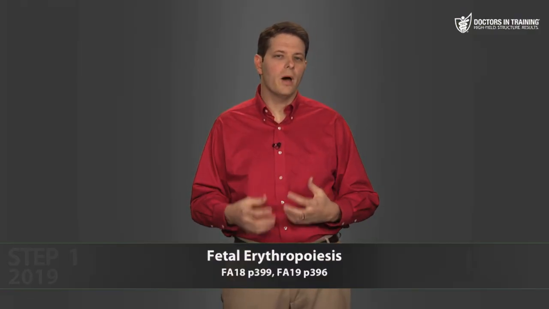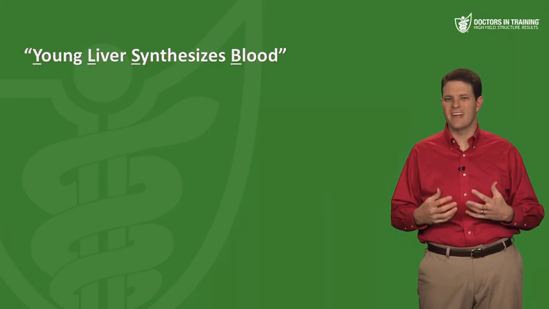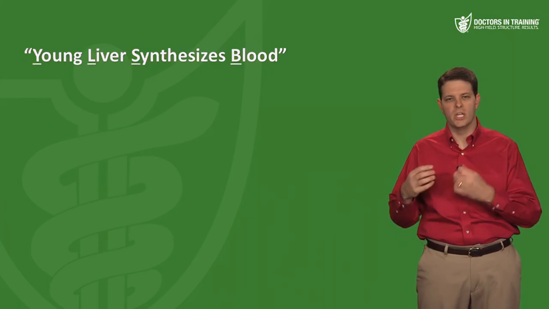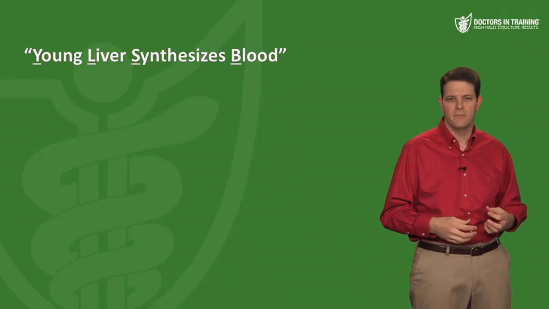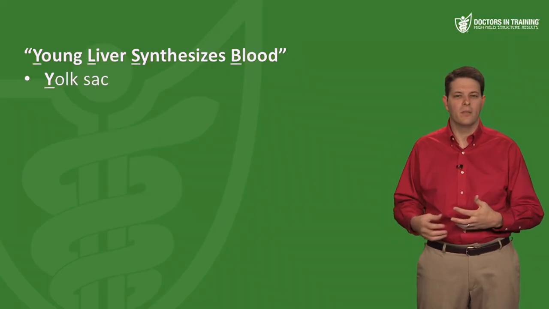Now, there's a helpful mnemonic. Young liver synthesizes blood. I love mnemonics where the phrase actually links to what you're trying to remember. So, young liver synthesizes blood. So hematopoiesis starts off in the yolk sac, from week 3 until about week 8.